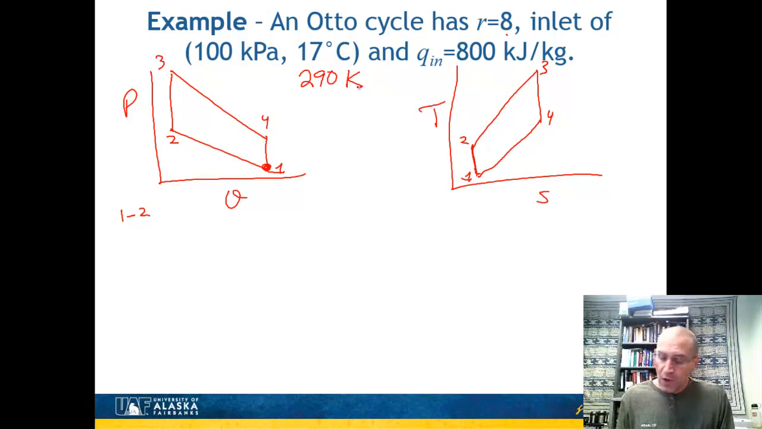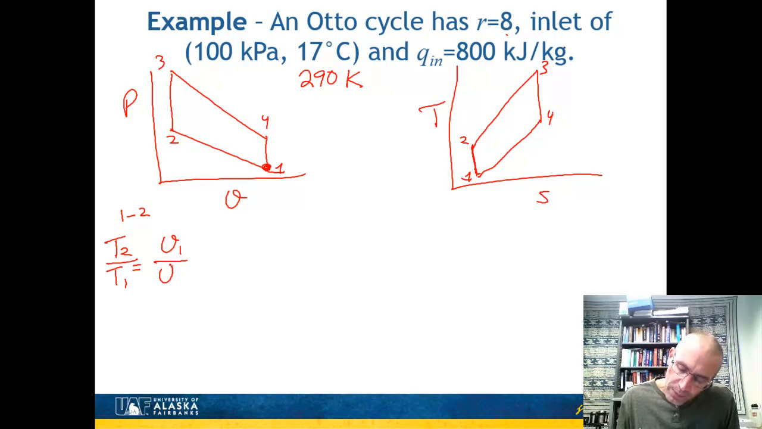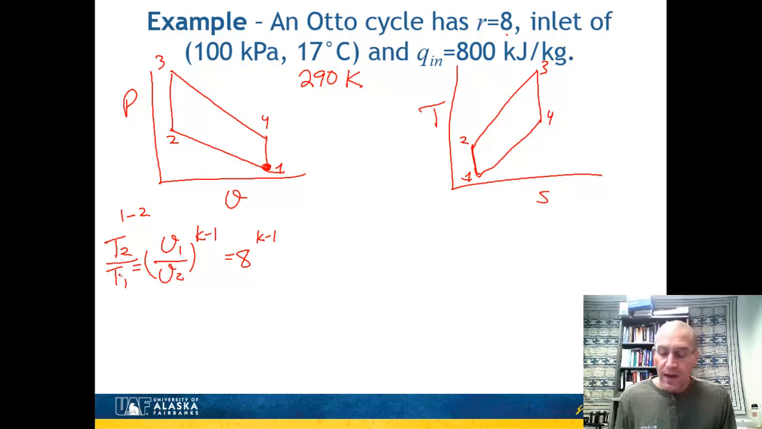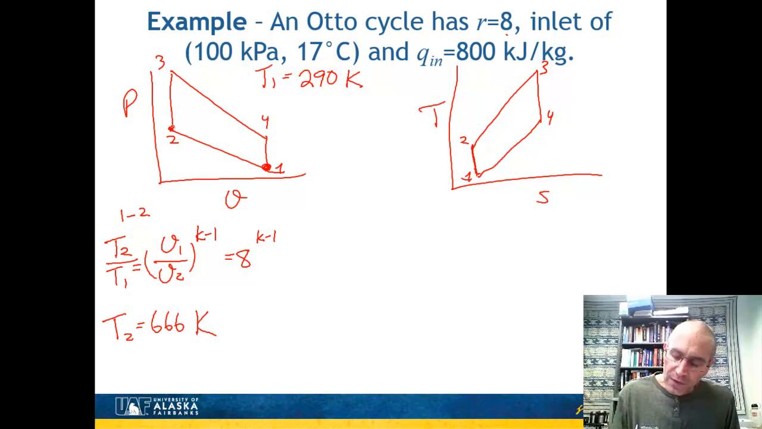Because if you remember, there's an isentropic relation that says, for example, that T2 over T1 is going to be equal to V1 over V2 to the K minus 1. Right? That was the isentropic relation between two different states, and this is an isentropic compression. And so V1 over V2 is simply 8, so it's 8 to the K minus 1, and T1 we just saw over here is 290. So from there I can directly solve that equation for T2, and I'll find that T2 is 666 Kelvin.